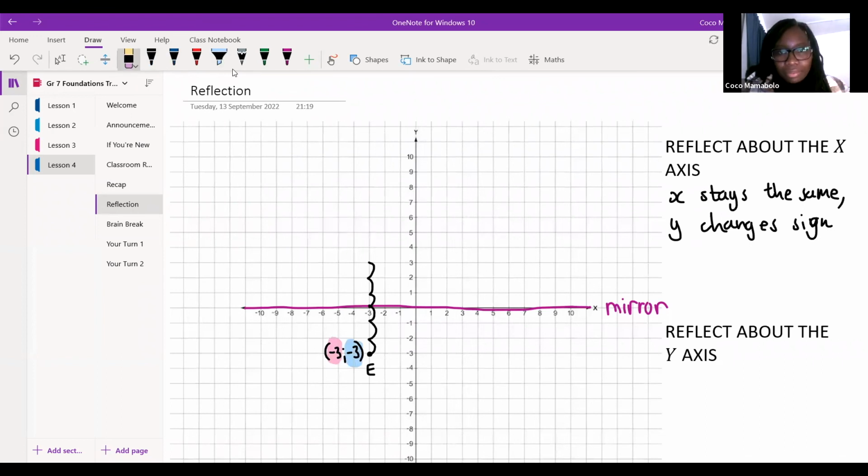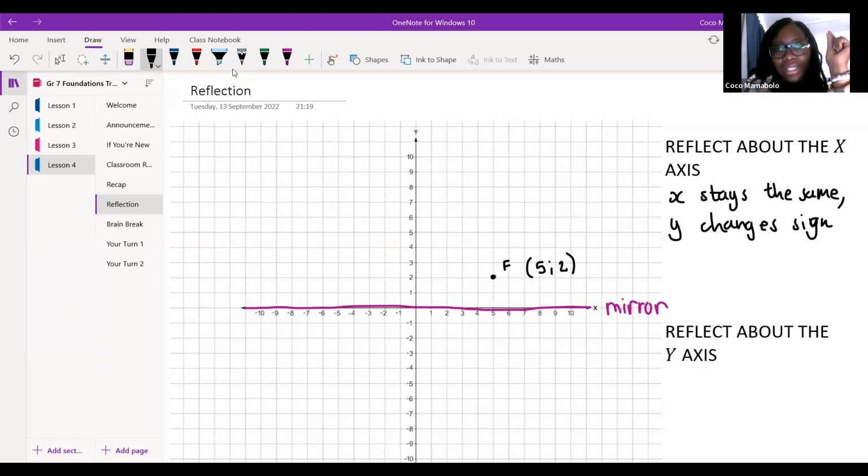Let's try another one. Let's do F. Okay, and this is the last one we have to do. Here is F. F's coordinates are 5 and 2. If I use the X as my mirror, what will F prime be, guys? What will F prime be? Remember, guys, my X stays the same. My Y changes its sign. Tell me, guys, what will F prime be? Bukhali, be very careful. Well done, Master Chaba.